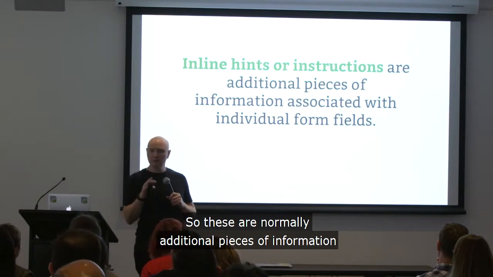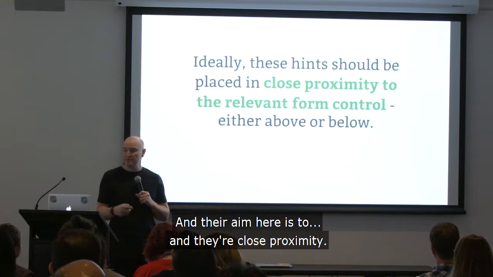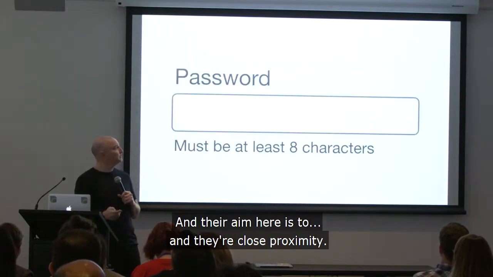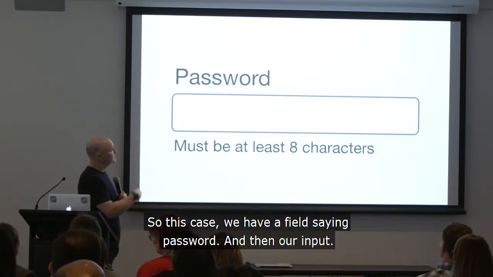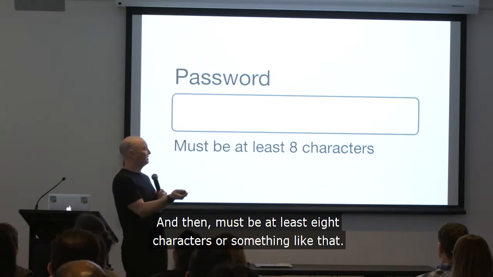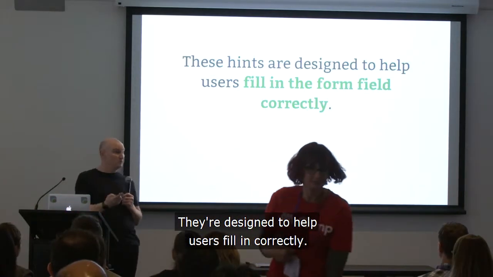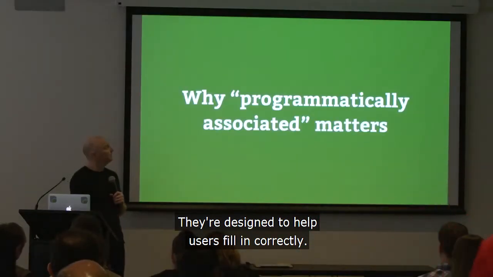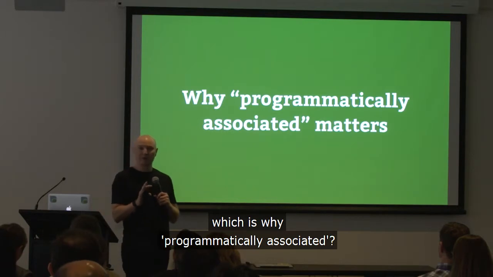These are normally additional pieces of information that are associated with form fields, in close proximity. The aim is to help users understand the field. So in this case we have a field saying password, and then our input, and then a hint: must be at least 8 characters or something like that. They're designed to help users fill them in correctly. But the key message today is why they should be programmatically associated.